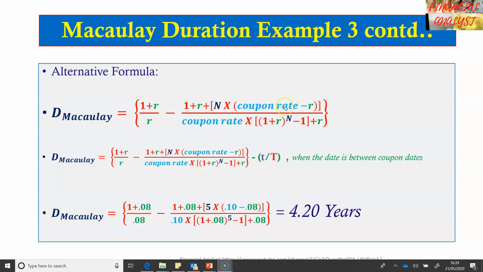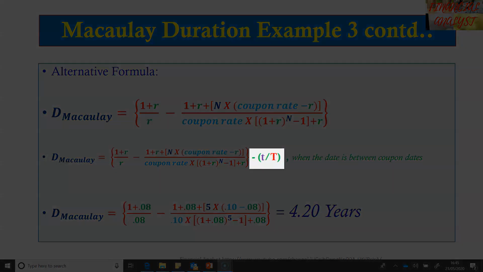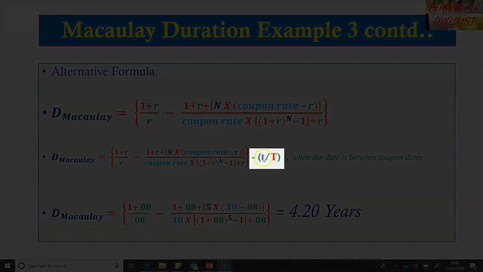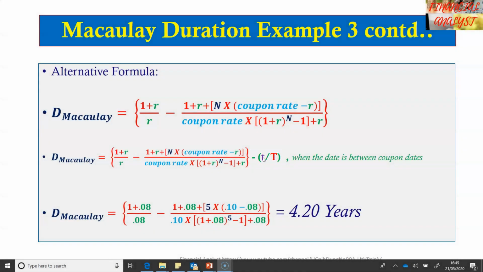For example, in the previous case, the coupon rate was 10%. So we will have 0.1 here, and the YTM, that is the discount rate, was 8%. So we will have 0.08 here. If you have to calculate the duration of a bond between two coupon dates, then this term will be added to the formula to account for the days that are remaining till the next coupon is due.